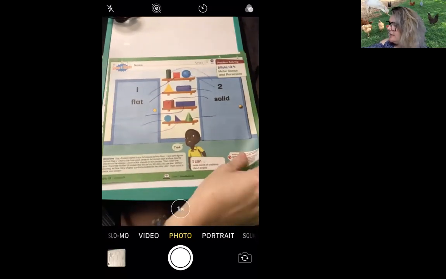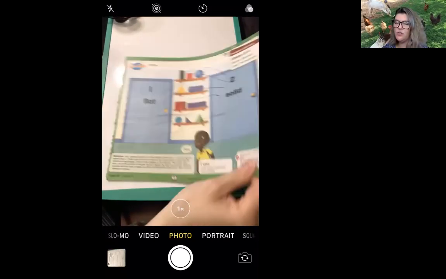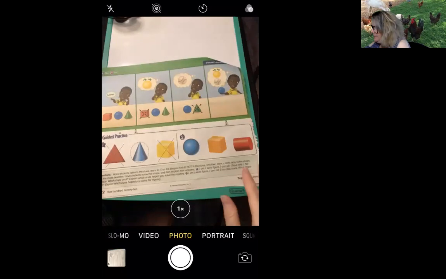All right, my friends, let's turn the page. We're going to go to page 522.